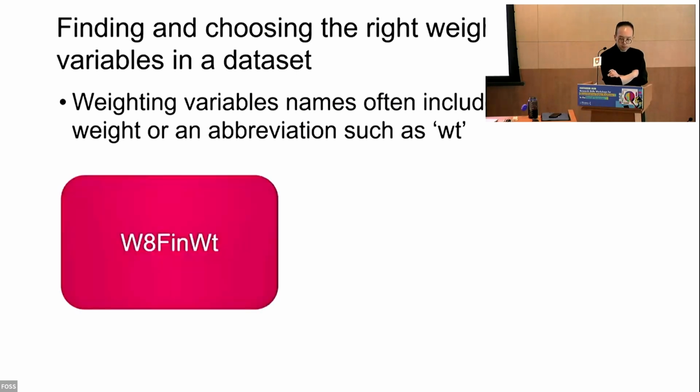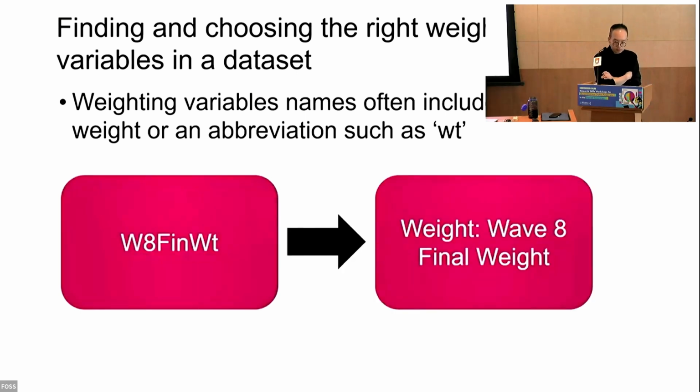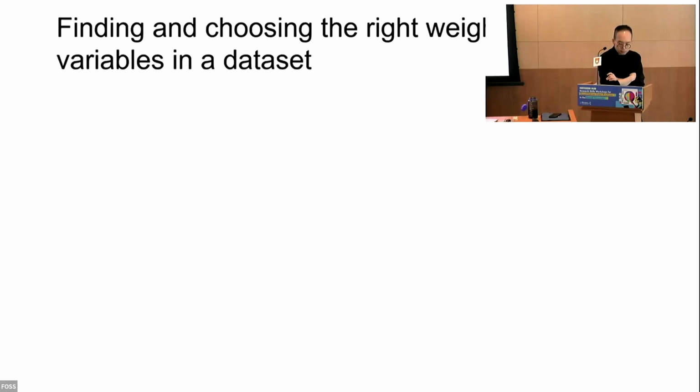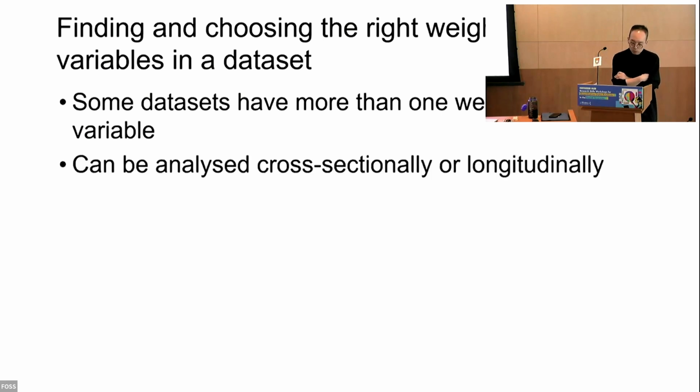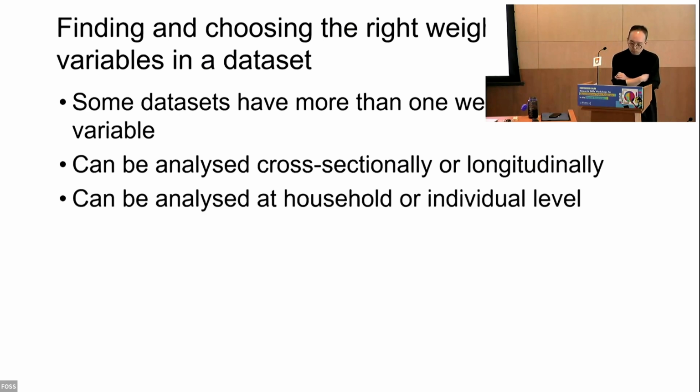For example, W8 fin WT is the wave 8 final weight in the most recent wave of Next Steps, the longitudinal study of young people in England. Some datasets will contain more than one weighting variable, and this is especially common in complex studies such as longitudinal studies. This is because these studies can be used as cross-sectional data or longitudinal data, and in the case of Understanding Society, for example, the data can be used at the individual or the household level.